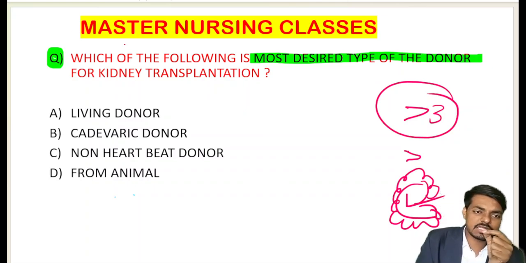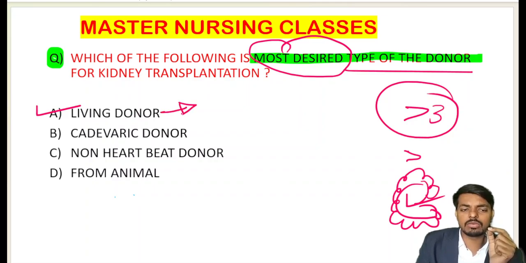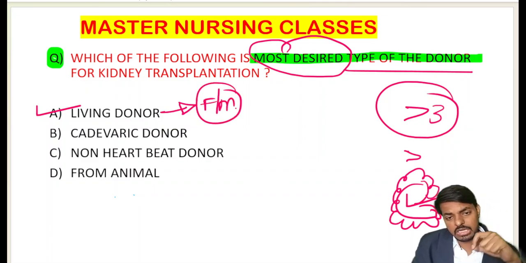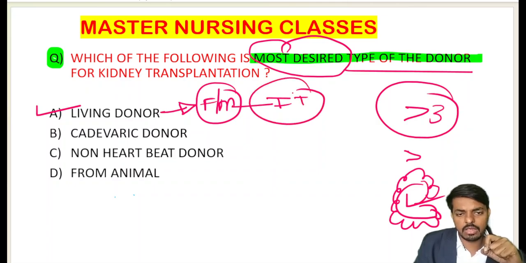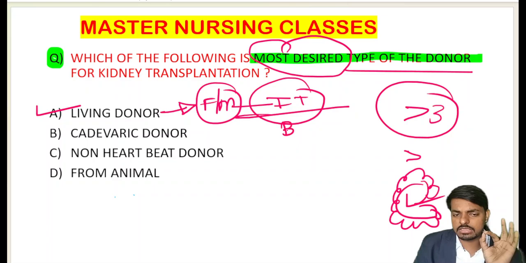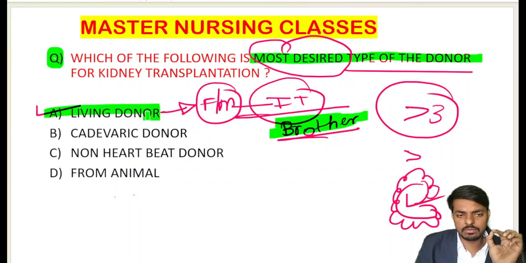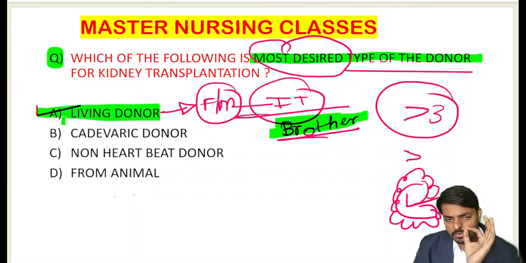And the examiner is asking, the most desired type of donor is always the living donor. And from the living donor, who is the most desired? Yes, the family member. From the family member, who is the most desired? Yes, the identical twins. If there is no identical twins option in the given options, you can go for the answer brother, or a sister also. The best is always the brother. Okay, keep that in your mind. So the best is always the brother, and the living donor is always a very important one.